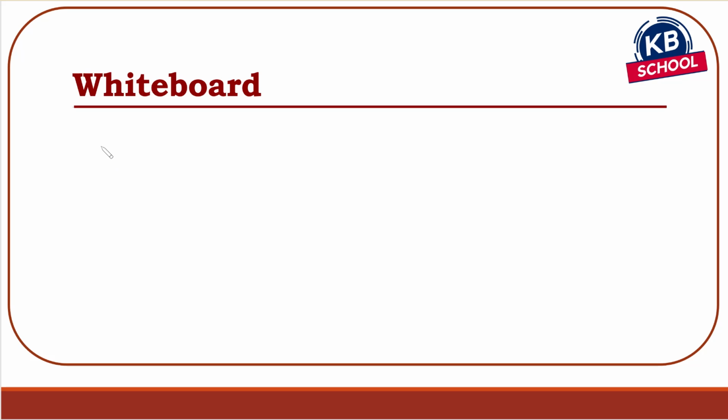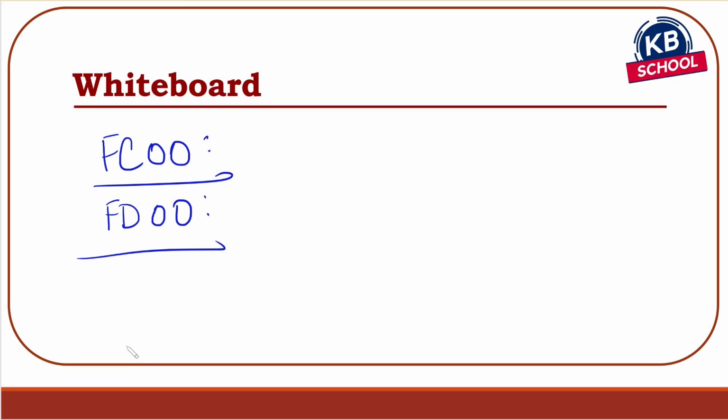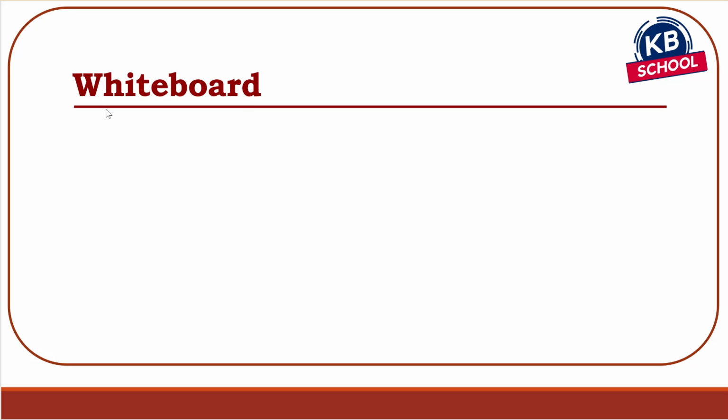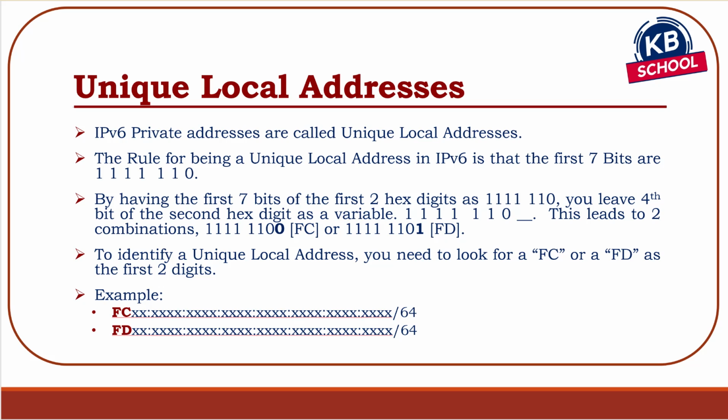For example, what I generally do is I would write FC00 or FD00 to represent my unique local addresses over here. Now let's go ahead and analyze a slide and the verbiage that goes along with it. That is your unique local address. As I said, they are your equivalent to your private addresses in IPv6.